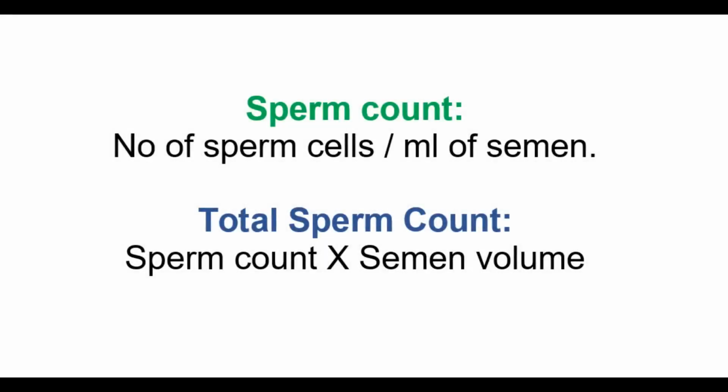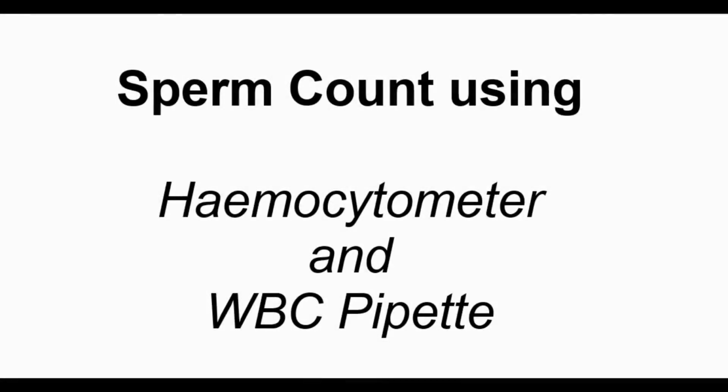Sperm count is the number of sperm cells found in 1 ml of semen. Total sperm count is the total number of sperm cells found in the total volume of semen obtained in a single ejaculation event, that is, sperm count multiplied by semen volume. In this video, we'll be using the hemocytometer with WBC pipette to perform the sperm count.